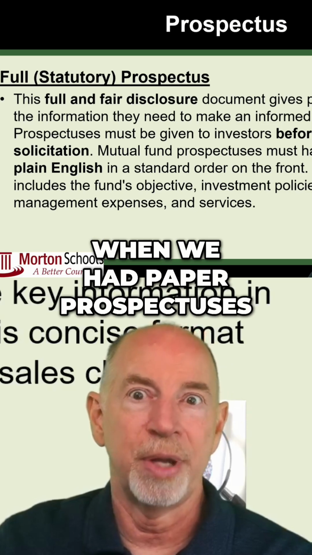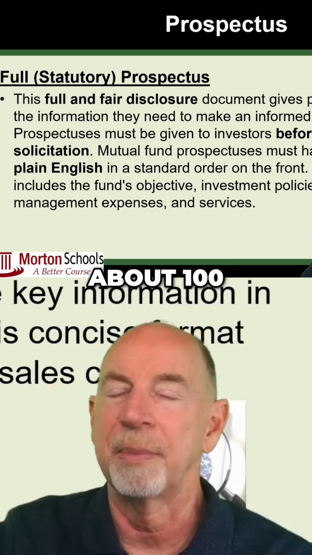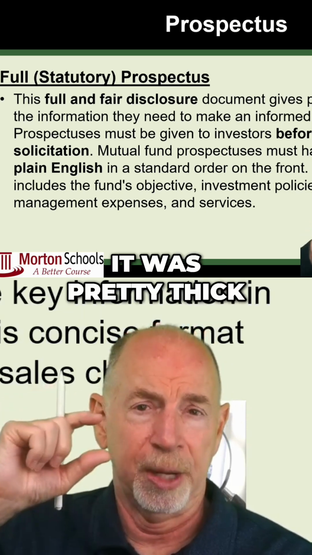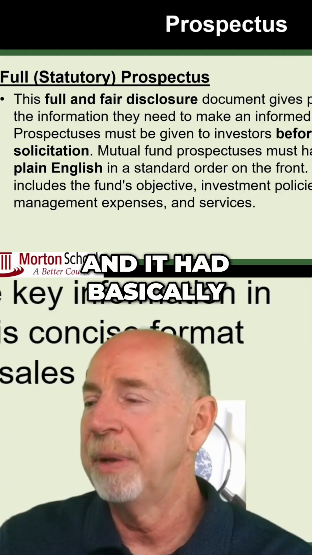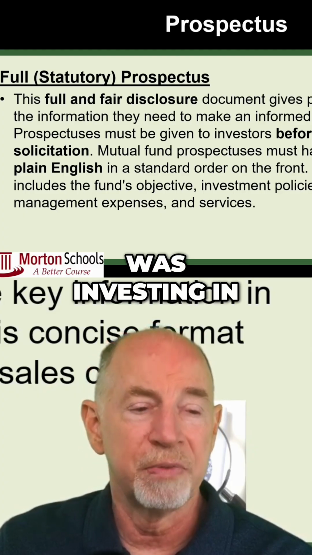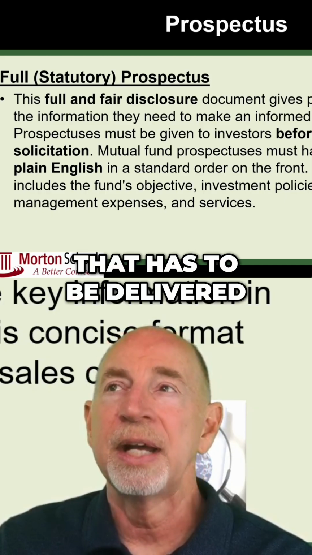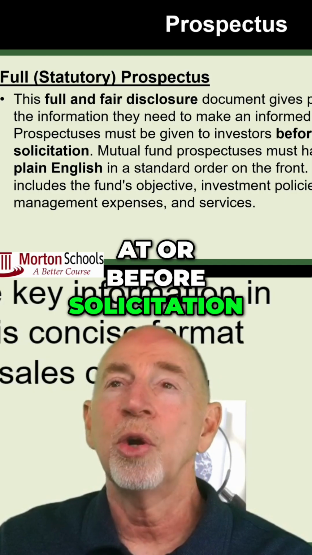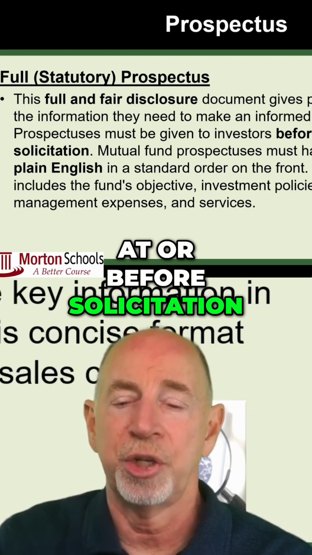Now, back in the day when we had paper prospectuses, it was a big old thick thing, about 100, 150 pages. It was pretty thick, right? And it had basically all the details of what the person was investing in. Now, that has to be delivered at or before solicitation.